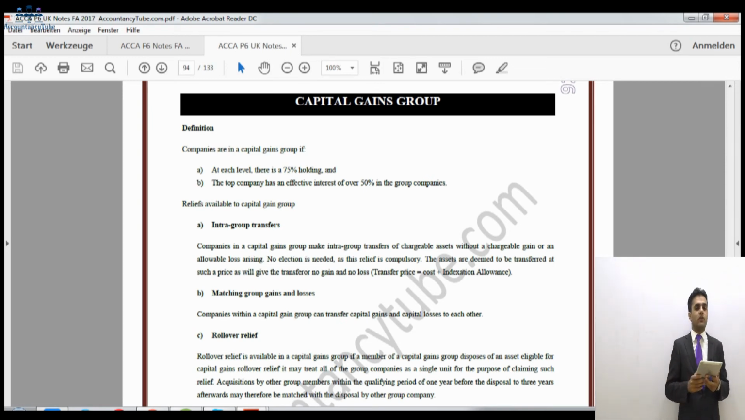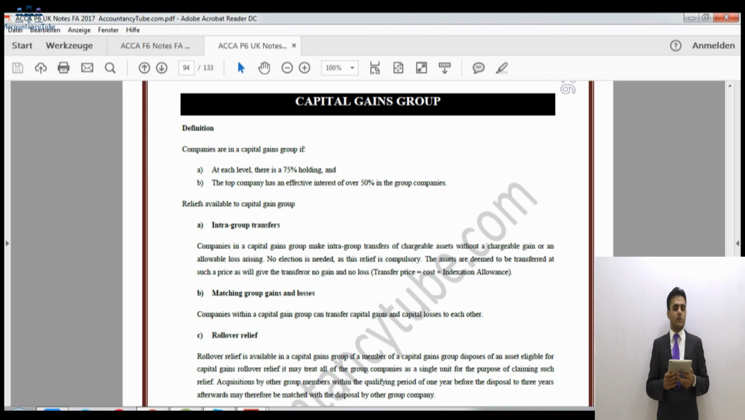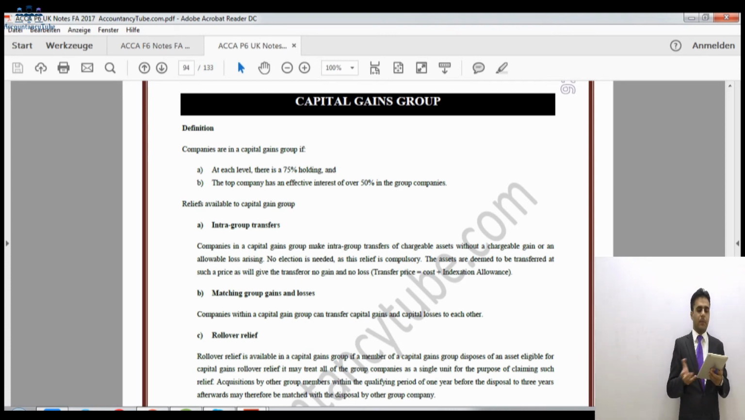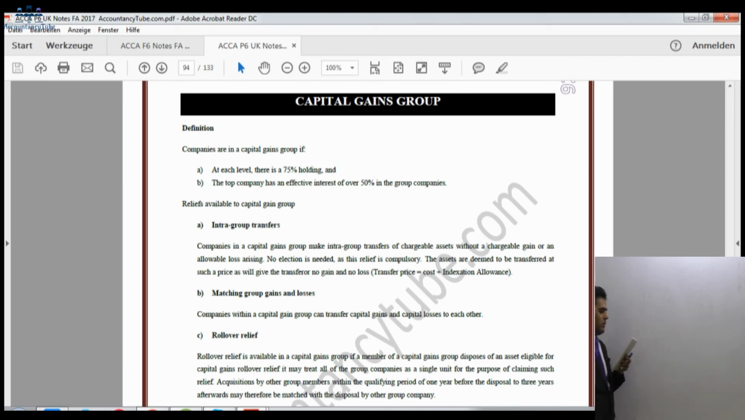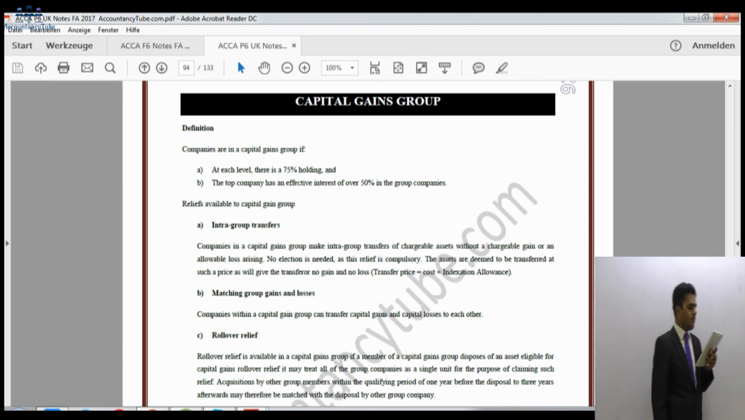However, the rest of the conditions will remain the same, that the class of assets must be the same, and the minimum period must also be fulfilled, which was 1 year before and 3 years after that. So it says rollover relief is available in a capital gains group if a member of the capital gains group disposes of an asset eligible for capital gains rollover relief. It may treat all of the group companies as a single unit for the purposes of claiming such relief. Acquisition by one group member within the qualifying period of 1 year before and 3 years after may therefore be matched with the disposal of another company.